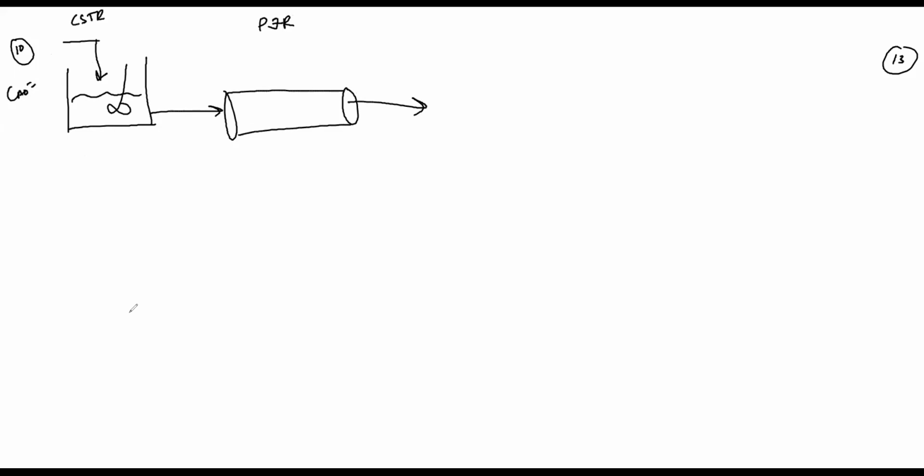Yeah, CA naught is 4 moles per liter. I'm also being told that the intermediate concentration CA, let's call it CA1, is 1 mole per liter. And I'm also given the information that the volume of the PFR is 3 times that of the CSTR. So the volume of the PFR is equal to 3 times the volume of the CSTR. Right.